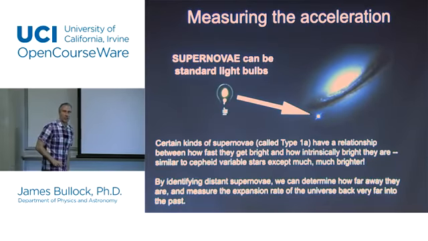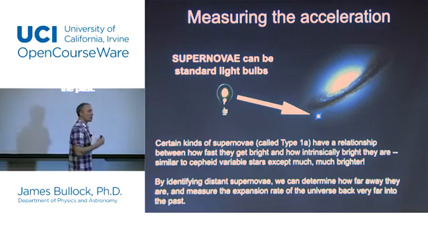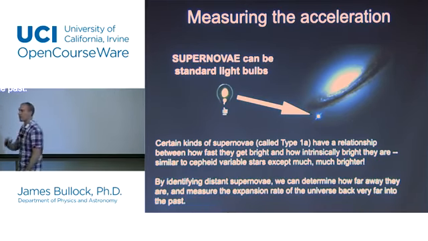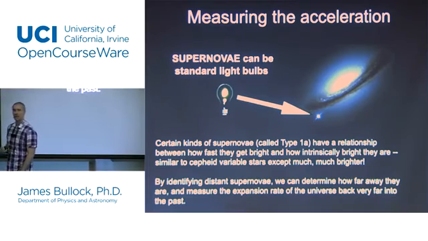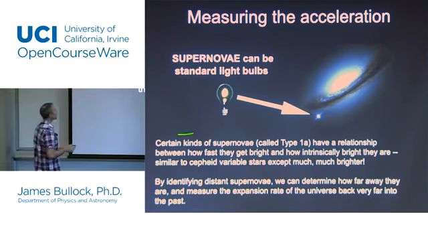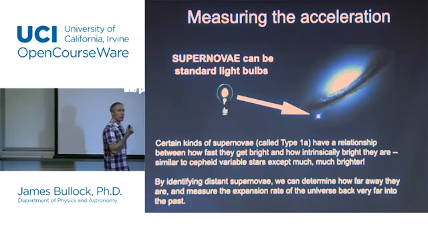Now, how did astronomers actually do this? This was a huge feat. A couple of different teams of astronomers, one on the West Coast and one on the East Coast of the United States, ended up doing this, and they would eventually win the Nobel Prize for this observation. What they were using is a new standard candle.